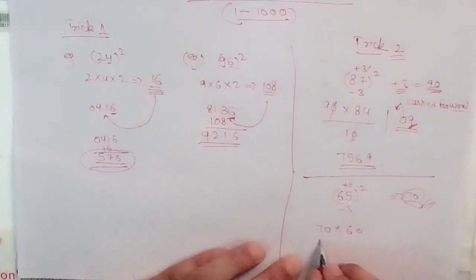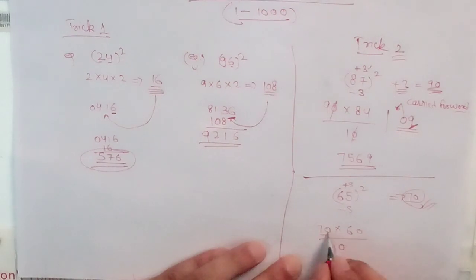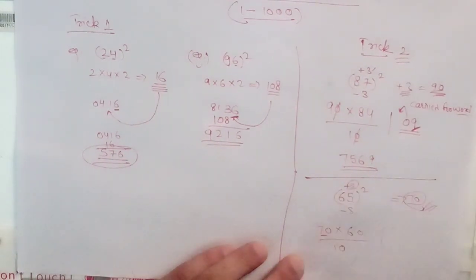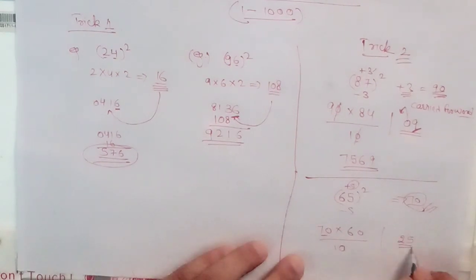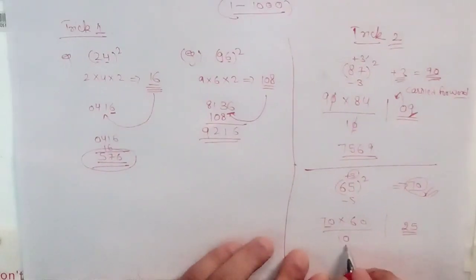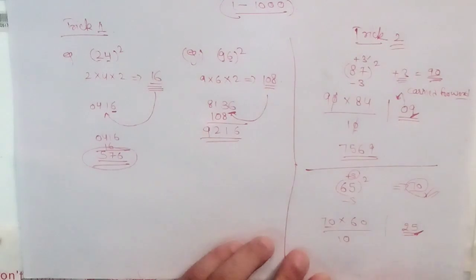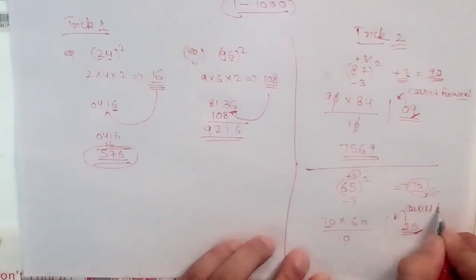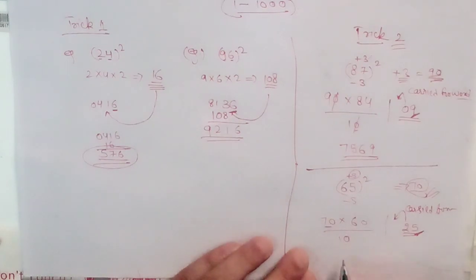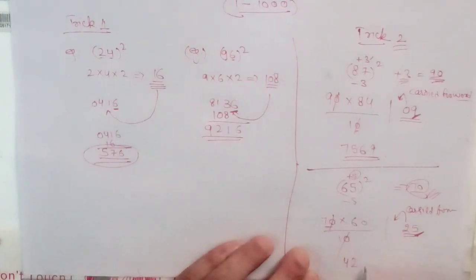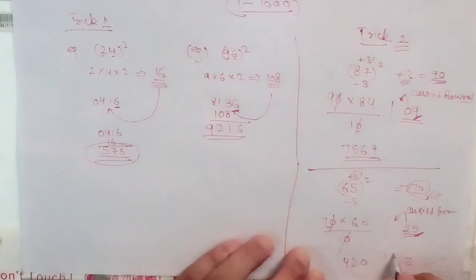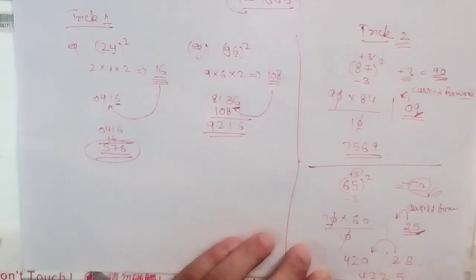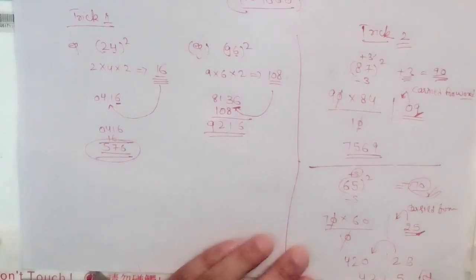Okay, you need to divide it by 10, and you need to take the square of the subtracted number, which is 25. So if you have taken 10, then this 5 will remain as it is, and 2 will be carried forward. Okay, so 4200 divided by 10 is 420 and 25. 2 will be carried forward, so 4 2 2 5 is the answer.